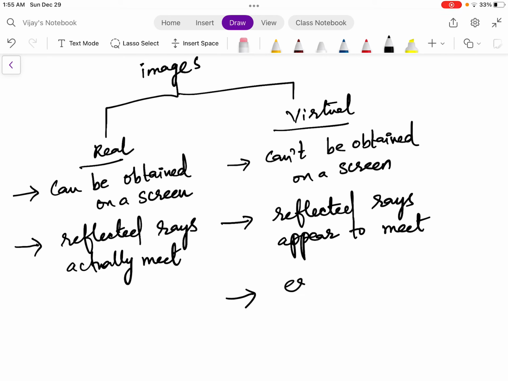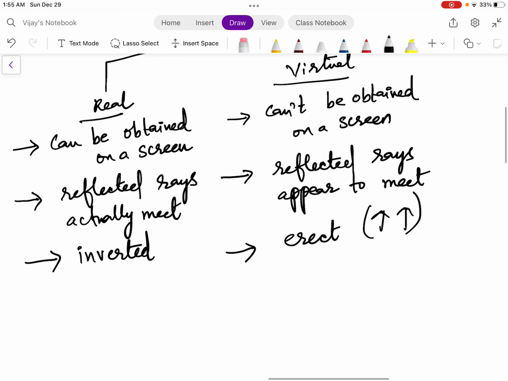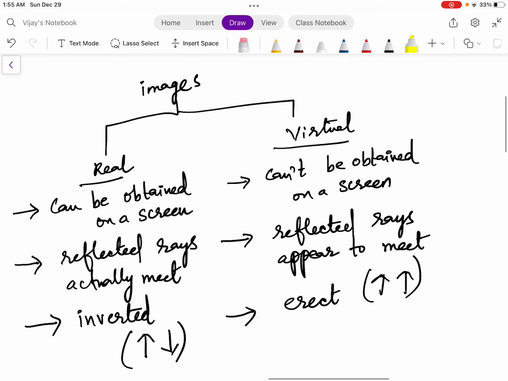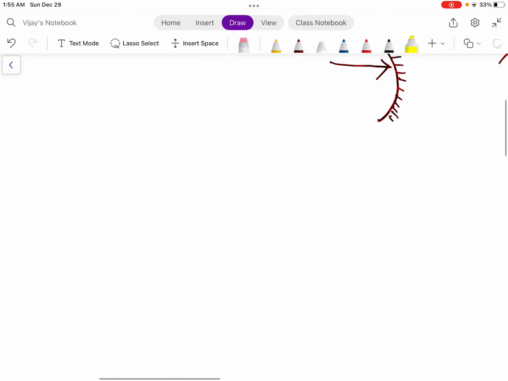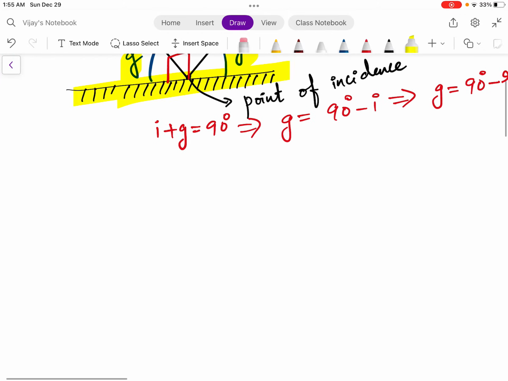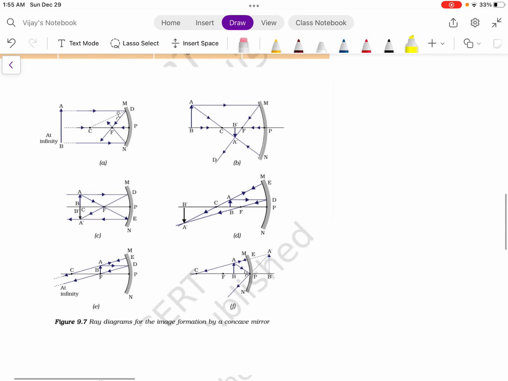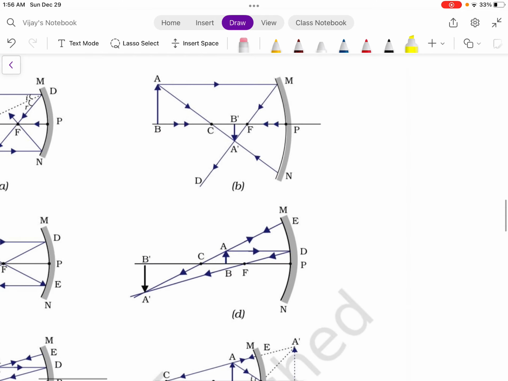I have said that it is an erect image. That means upside will coincide with upside. So like this. But remember, as far as the real image is concerned, the upside does not coincide with the upside. The image is basically inverted. So this is how an inverted image looks. So let me tell you these differences by showing you the image. That means I will show you the differences between the real image and virtual image using the ray diagram.